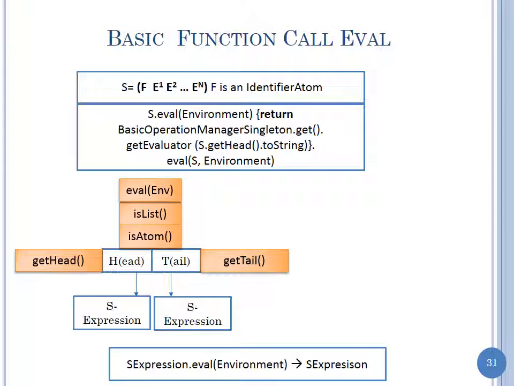Now, because it's an atom, it'll invoke some atom-specific operation, get the string representation, and use that as an index into a table to find an evaluator for that function. It passes to the evaluator the S expression that was to be evaluated. So that's what we're going to do. An S expression figures out what evaluator to use and passes itself to that, and also passes an environment to it.